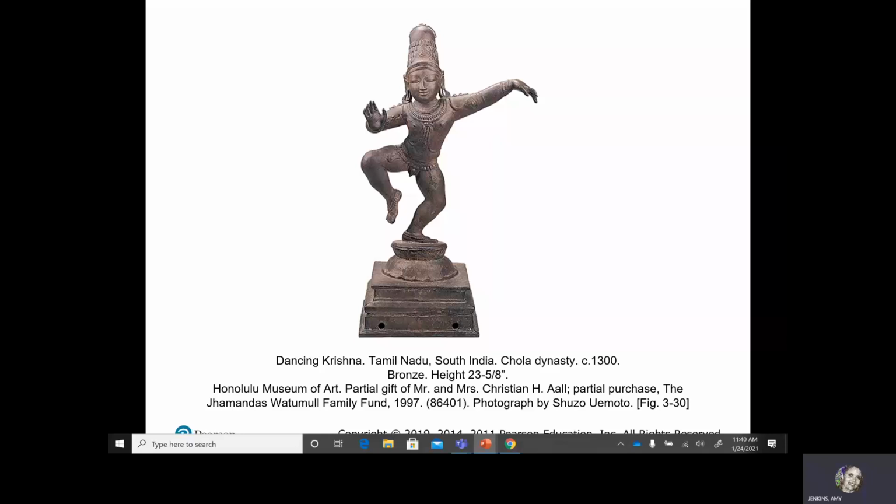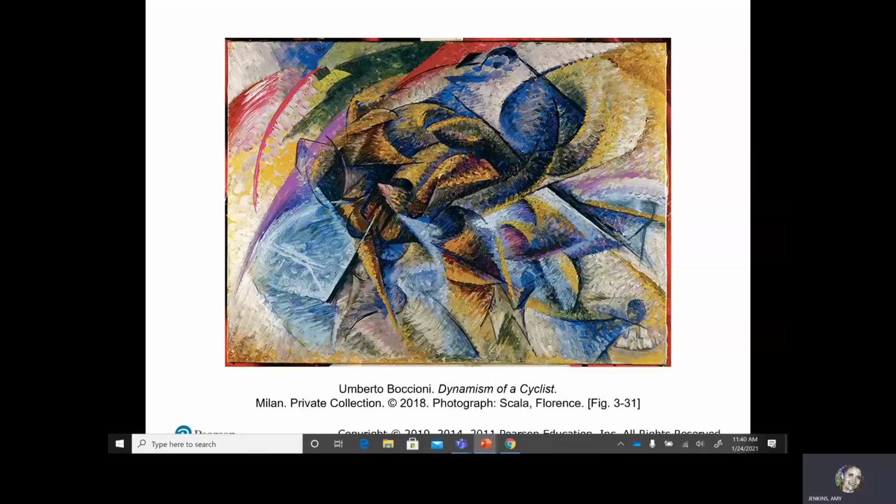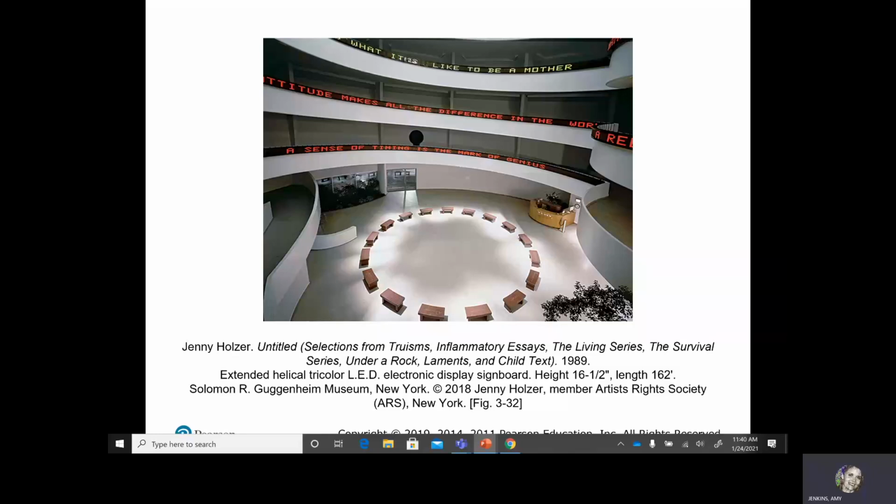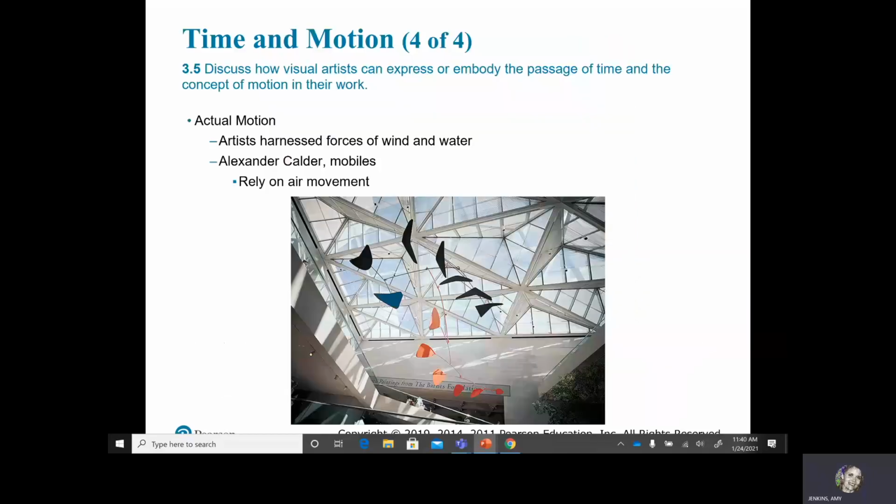Here's the Dancing Krishna. Implied motion. Dynamism of a Cyclist. And then Jenny Holzer. Actual motion is when artists harness forces of wind and water. We have Alexander Calder's mobiles, which rely on air movement.